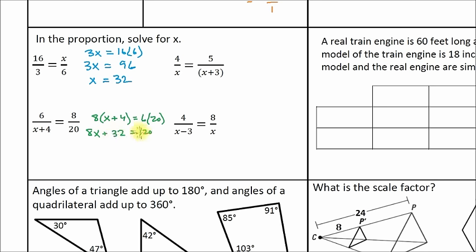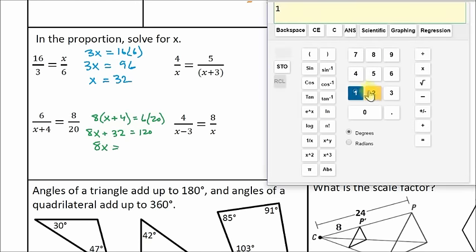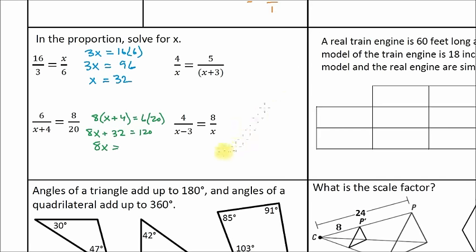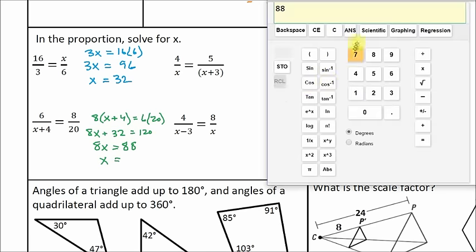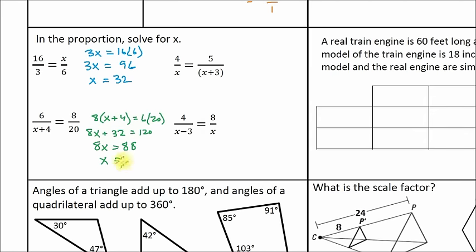We're going to subtract 32 from both sides, and we end up with 8x equals, let's do 120 minus 32, and that's 88. And now we're going to divide both sides by 8. Let's do 88 divided by 8. So 88 divided by 8 equals 11. So x equals 11.